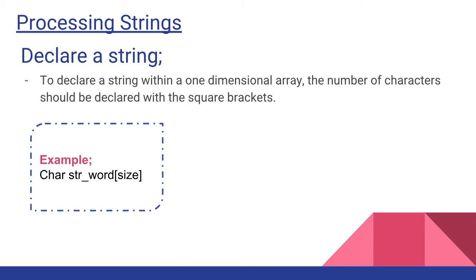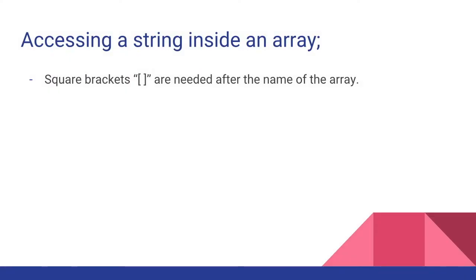Within this syntax, the str_word is the name that is given to the variable, and the size that is in the square brackets is defined for the number of characters that it will store. To access the inside of an array, square brackets will need to be used after the name of the array.